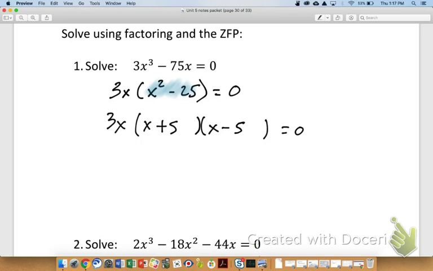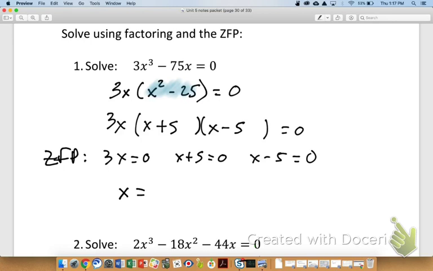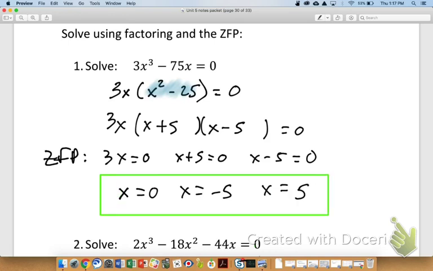At this point, you have completely factored it, and you're ready to use the zero factor property, which looks like this. You set all three factors. I know 3 of them seems like a lot. Set all 3 of them equal to 0. Thankfully, all 3 of those for you guys are really easy to solve. Wouldn't you get x equals 0, x equals negative 5, and x equals positive 5? You get 3 different solutions, so 3 different numbers work here. They should all check. They should all work.